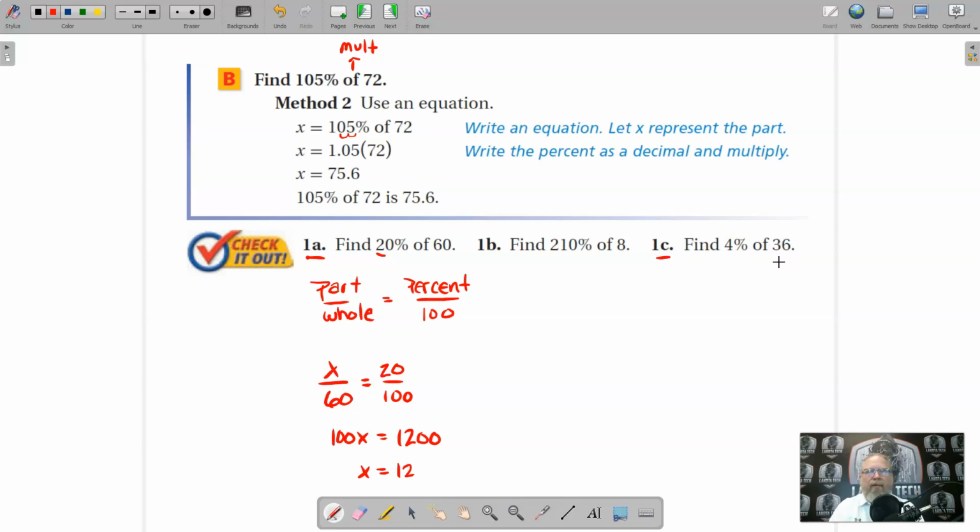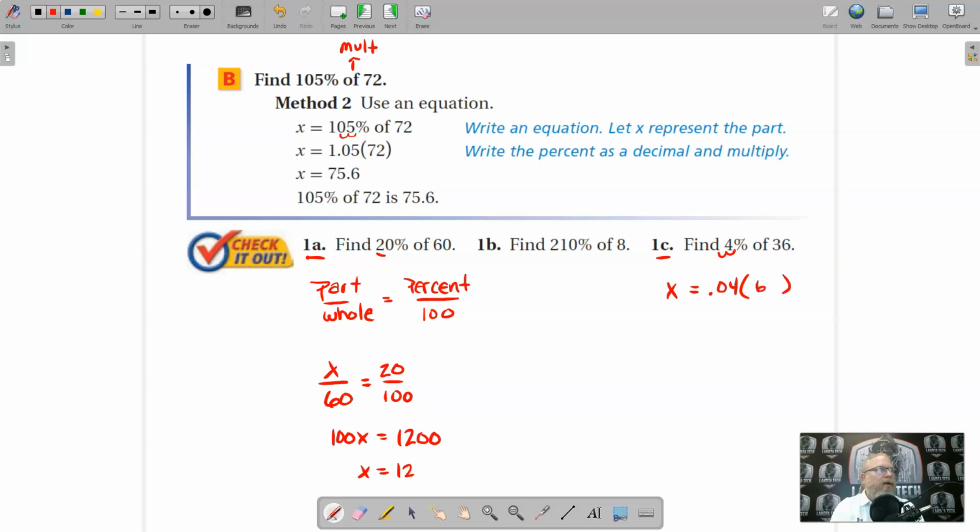Over here on this one, 4% of 36. So find 4% of 36. Let's say what we're looking for, we'll just call it x. And we want 4%, so let's write that as a decimal. Move the decimal over 2 places, and we would have 0.04. Of means to multiply, so I'm just going to put parentheses here and throw that 36 in there.